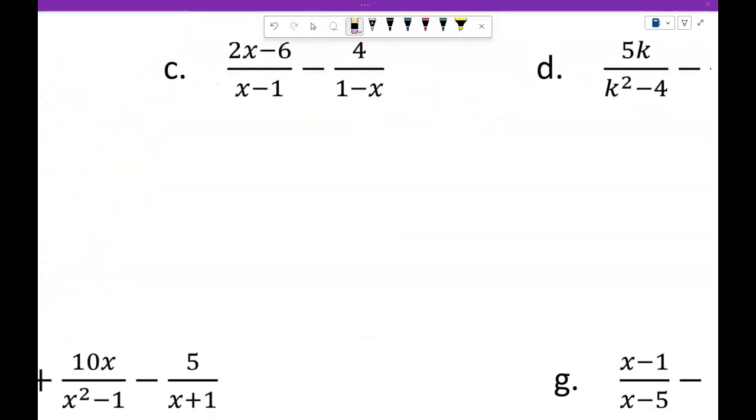Now this one's a little bit interesting, because if we take a look, we don't really have a common denominator, but our denominators are already really close together. They are opposites. We have negative and positive 1, we have positive and negative x. So if we remember that when we have opposites, if we factor out or multiply by a negative, we can end up switching the signs, and we can end up having the same expression.